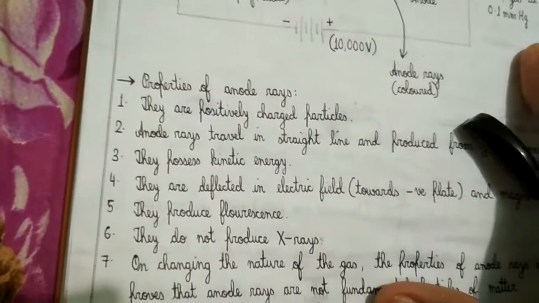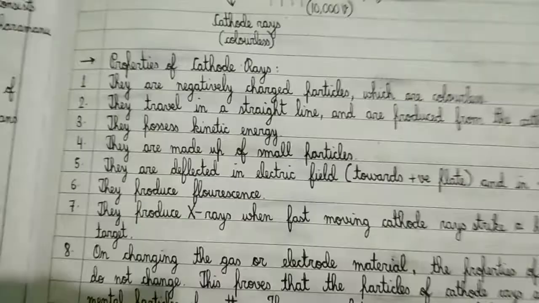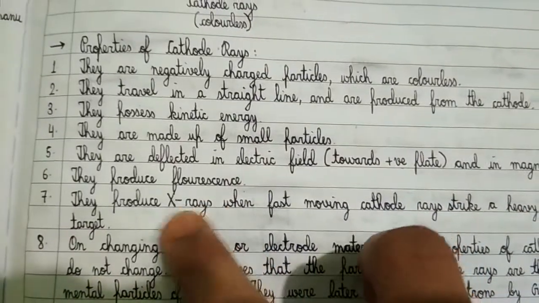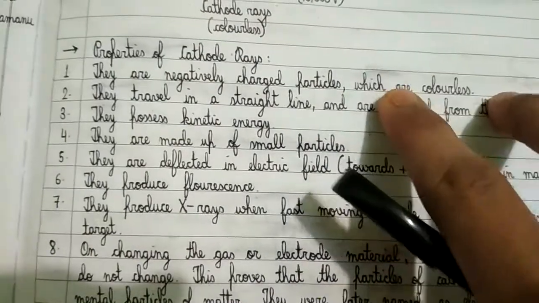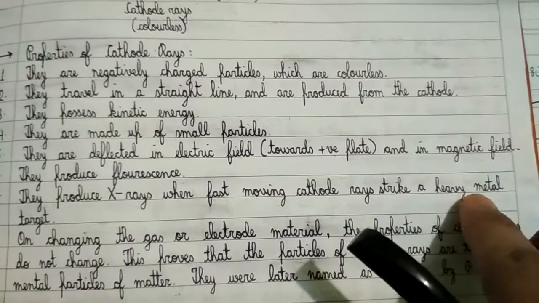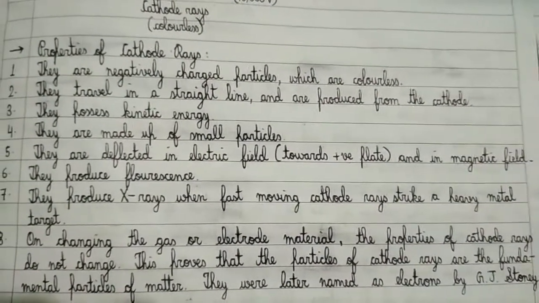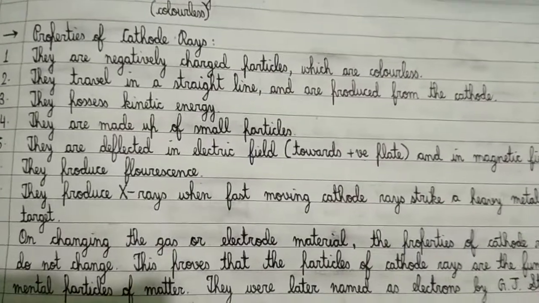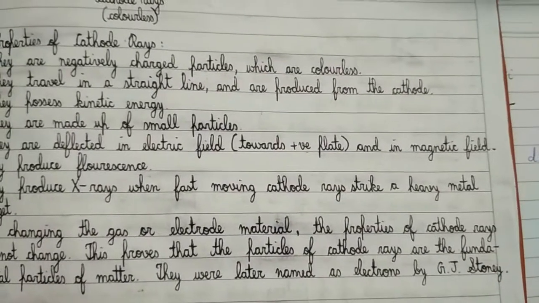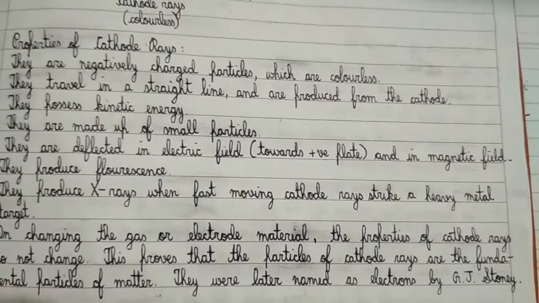Oh, I'm really sorry, I forgot to mention a point in the cathode rays: these cathode rays produce X-rays. When fast moving cathode rays strike any metal target of very heavy atomic mass, then X-rays are produced. You don't have to think much about it, just learn this point.